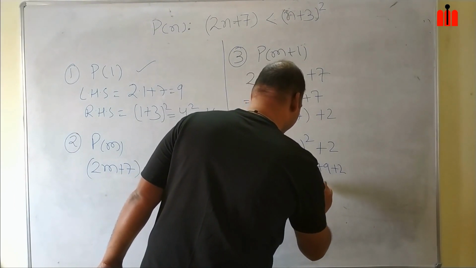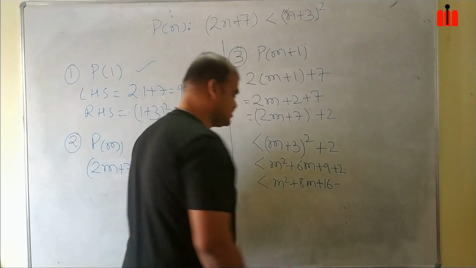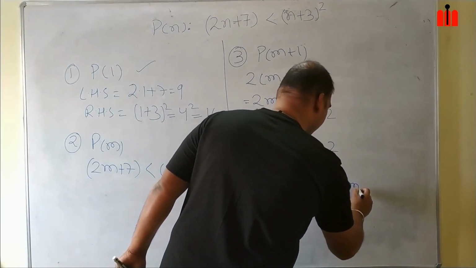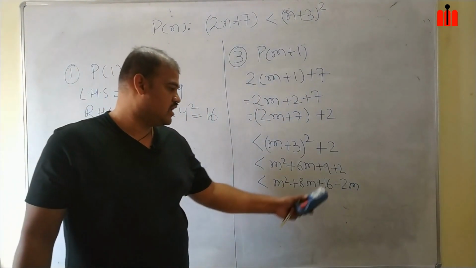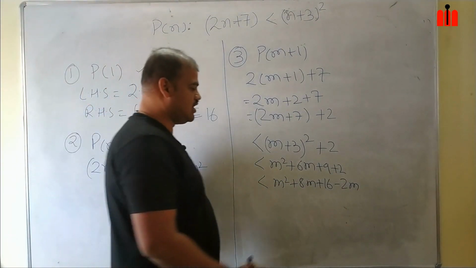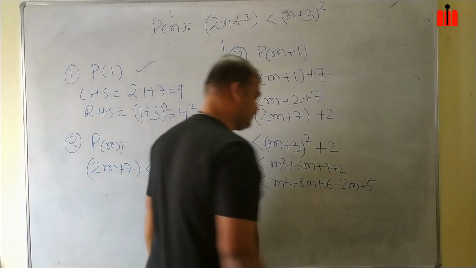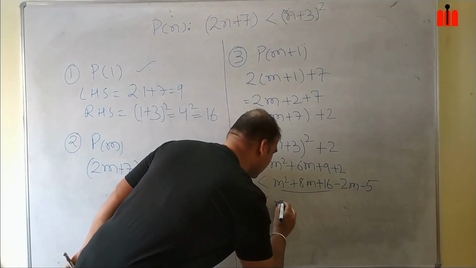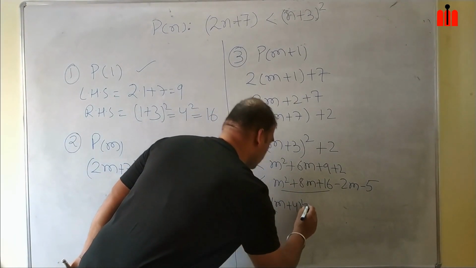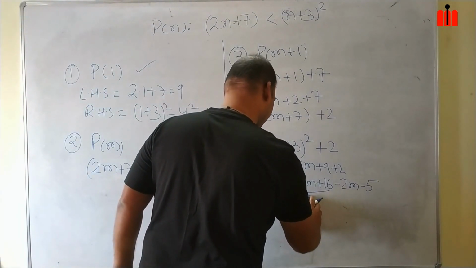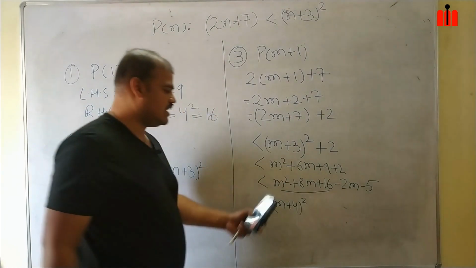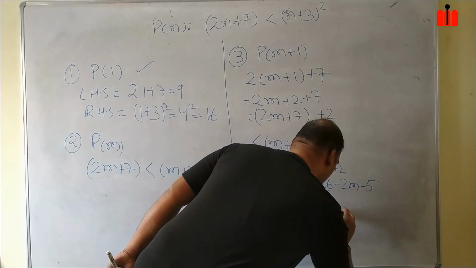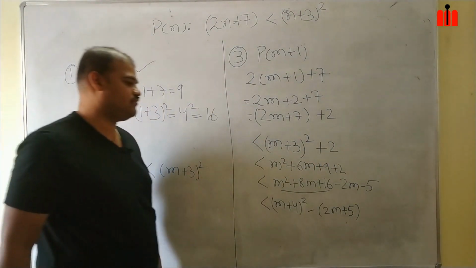So it will be m square plus 8m plus 16 minus, here it is 6m, I had written 8m, so I have to subtract 2m. Here it is 11, I had written here 16, so I need to subtract 5. Okay, so this entire term will become m plus 4 whole square. Now this will become minus of 2m plus 5. Right?